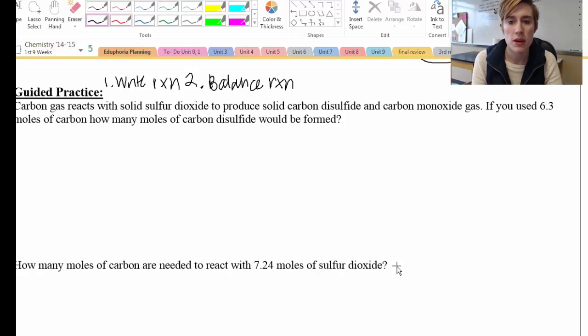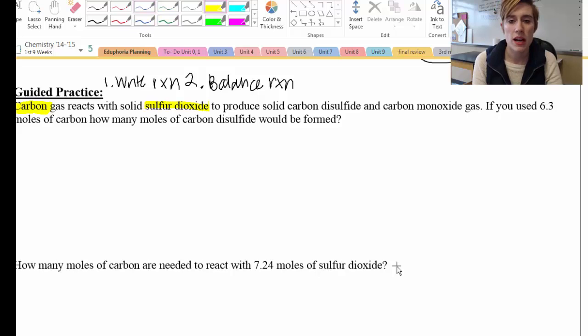Okay, so let's write the reaction. I'm going to highlight my products first. We know carbon is a product, or not, did I say product? I meant reactants. Highlight your reactants. Carbon is a reactant because it says it reacts. What's it reacting with? It's reacting with sulfur dioxide.